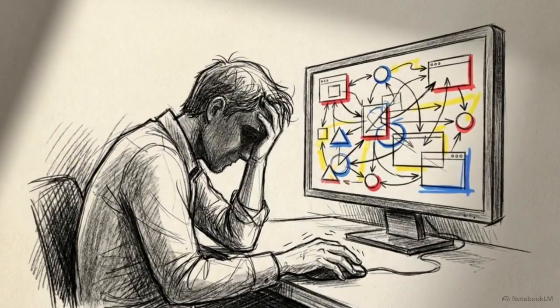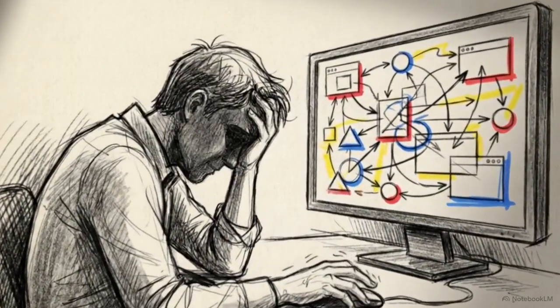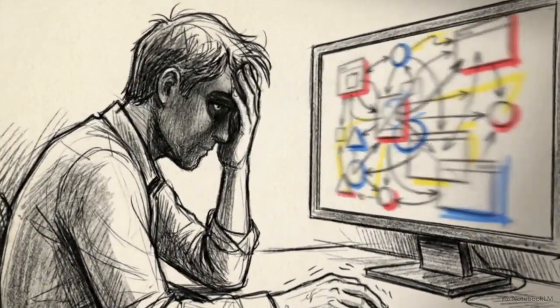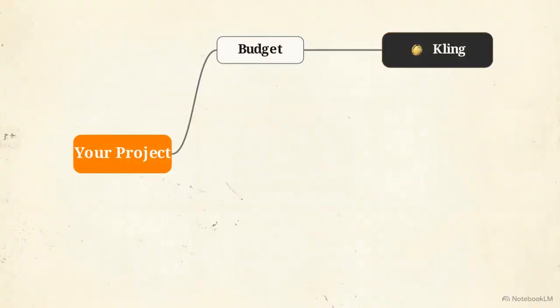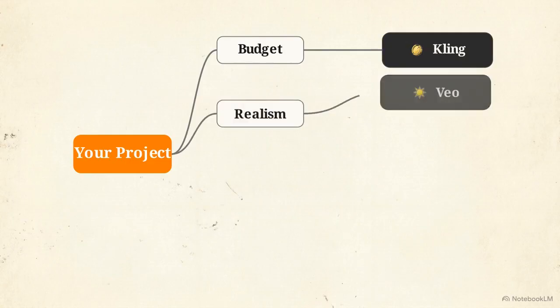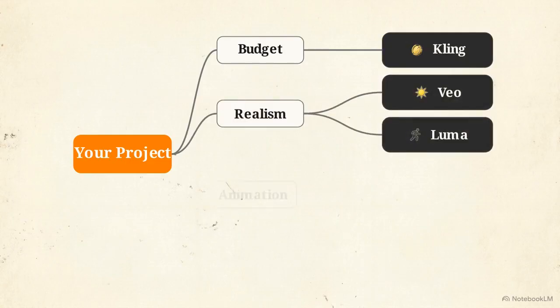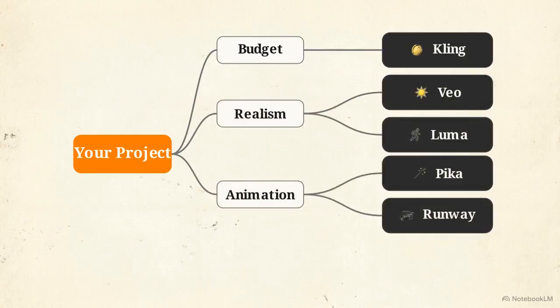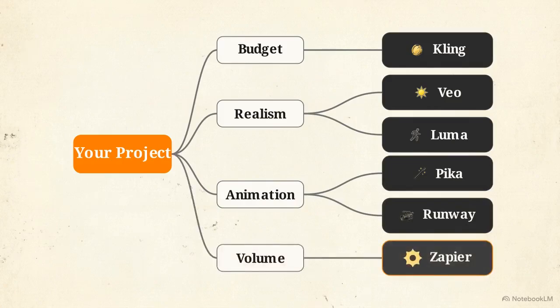With the landscape fragmenting so quickly, the easiest mistake to make is freezing up trying to pick the absolute winner. To make a decision right now, we can use this branching framework to filter the tools strictly by your primary constraint. If budget is the limiting factor, route your workflow to Kling. You get high-quality output and lip-syncing for free at the cost of rendering time.